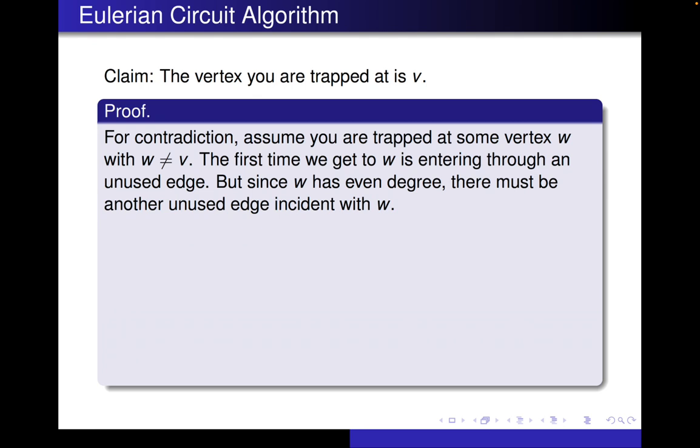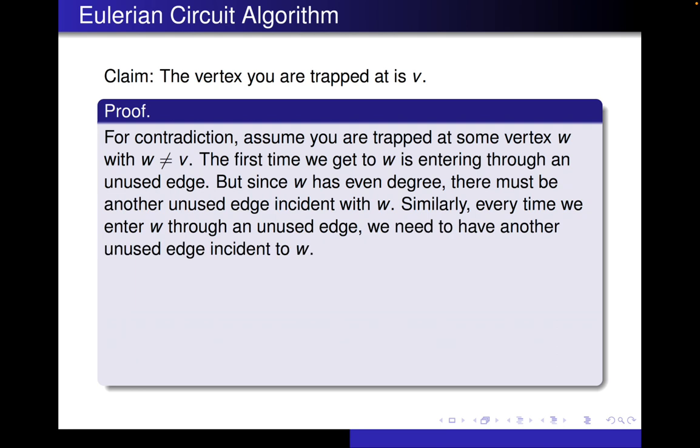Now, it's possible that we could come back to W, right? But every time we come back to W through an unused edge, we've traveled to W through an odd number of edges, which means that we have to go out another edge because the degree of W is even. So every time we come into W, there has to be another unused edge coming out of W, otherwise W would not have even degree. So every time we come into W, we have to be able to leave.